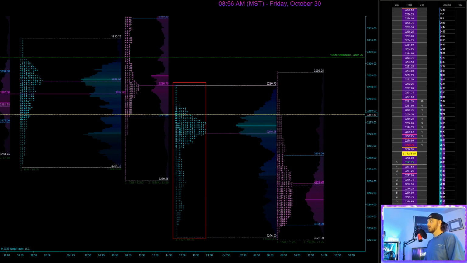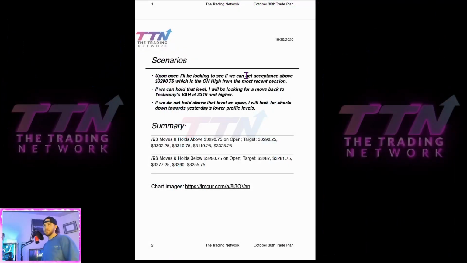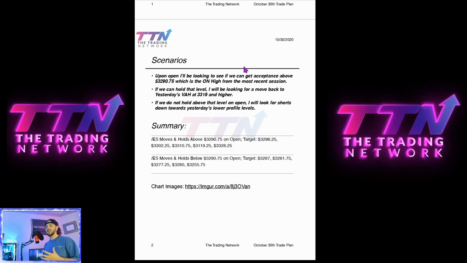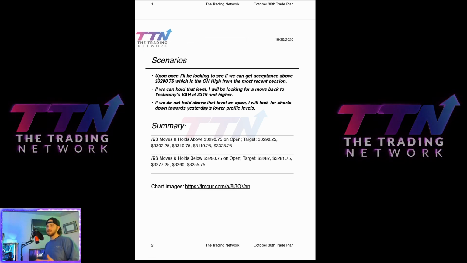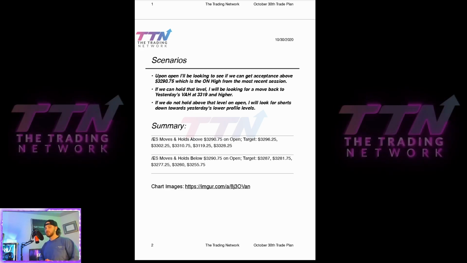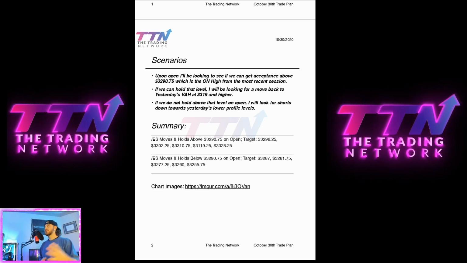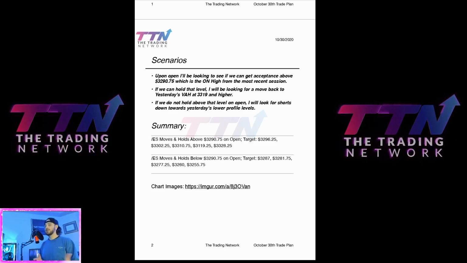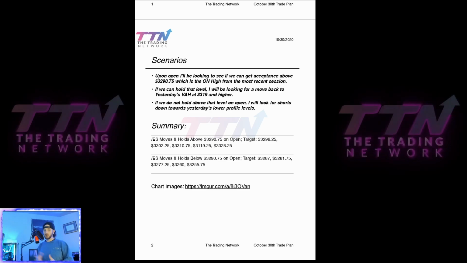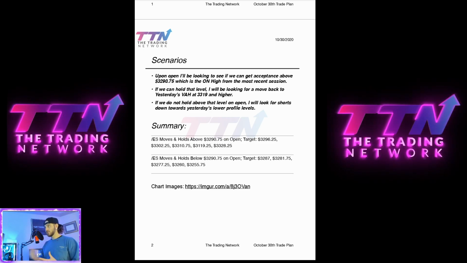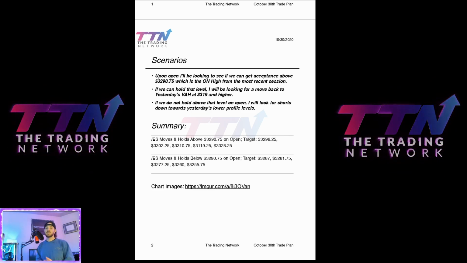Going into the trade plan a little further, under the scenarios section, I said upon open I'll be looking to see if we can get acceptance above that 32.9075 level, which is the overnight high from the most recent session. If we can hold above that level, I'll be looking for a move back to yesterday's value area high at 33.19 and higher. If we don't hold above that 32.9075 level, I'm going to be looking for shorts down towards yesterday's lower profile levels, which is exactly what happened.